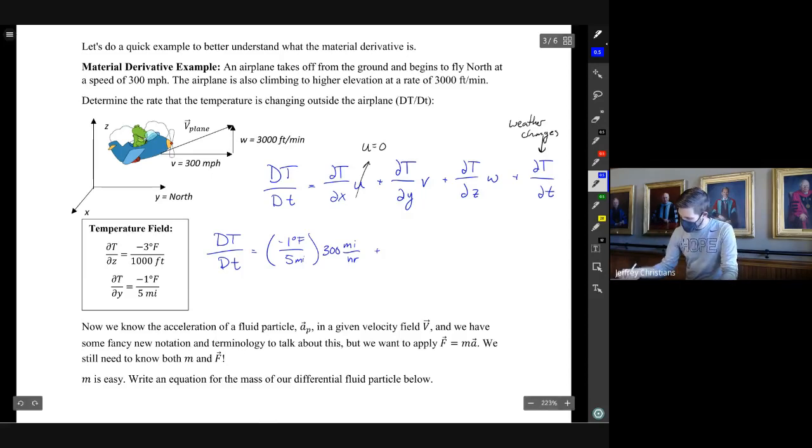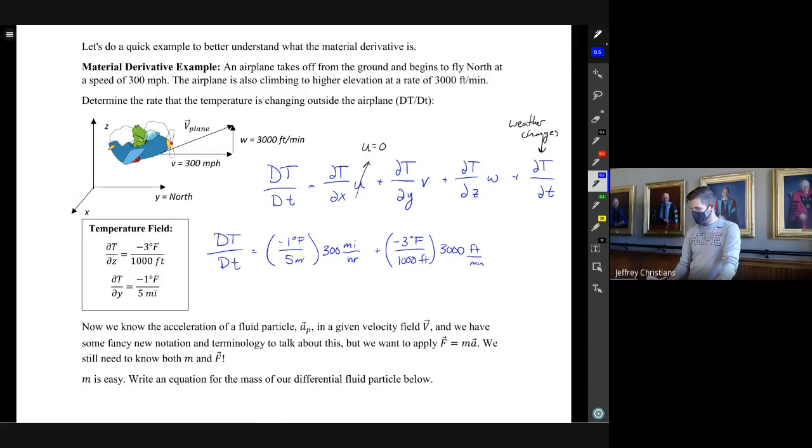Then the second part, your temperature is changing as you go up. That is -3 degrees Fahrenheit per 1,000 feet, and you're climbing at 3,000 feet per minute. And the weather's not changing at all, so that part's 0, plus 0.